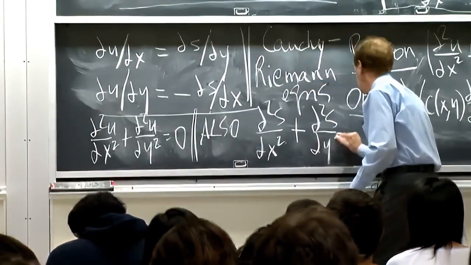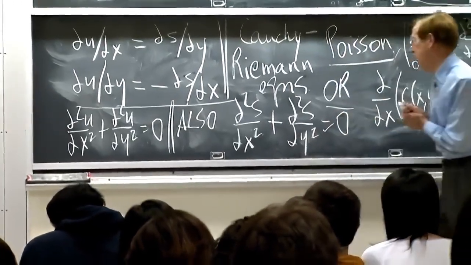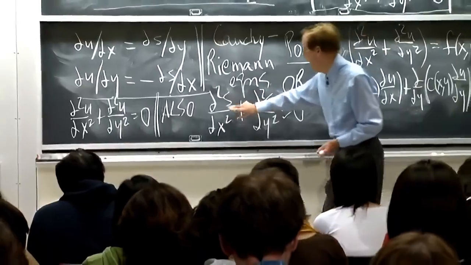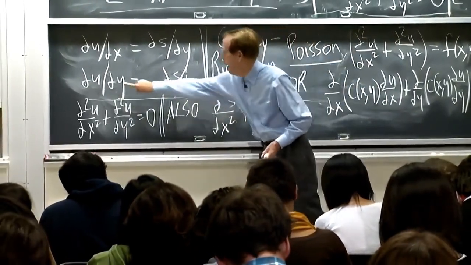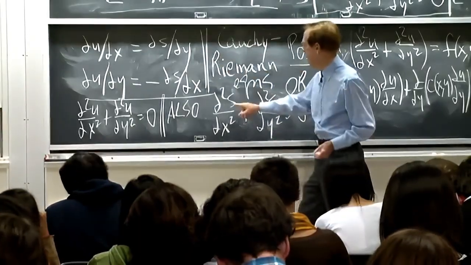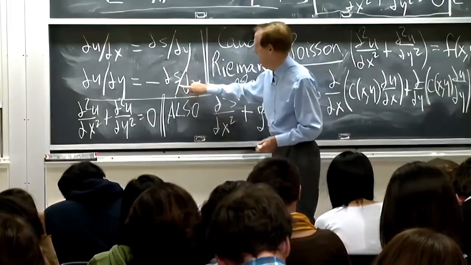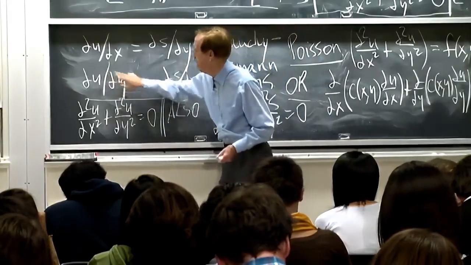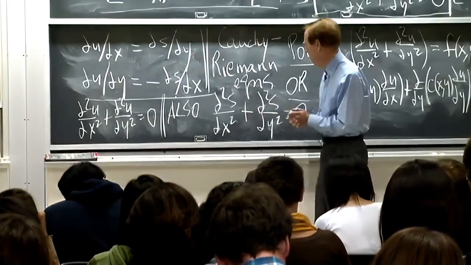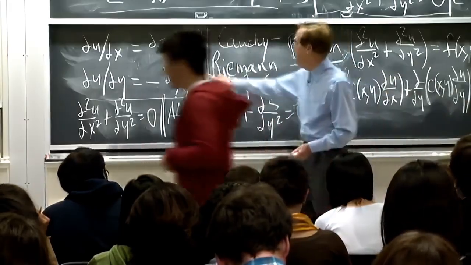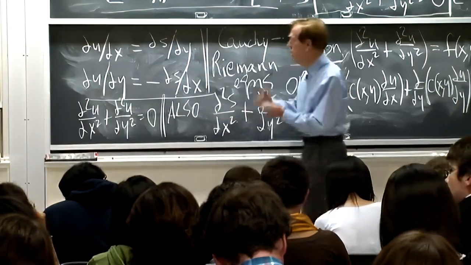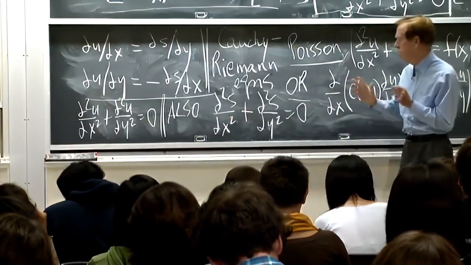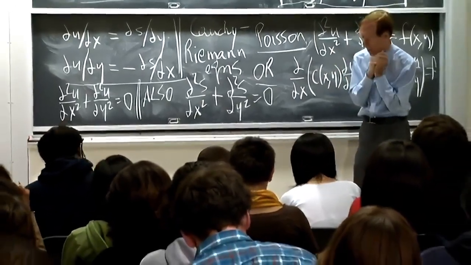I claim that the stream function also solves Laplace's equation, because we want the x derivative of ds dx. So ds dx is minus this. Do you see what's happening? When I take the x derivative of ds dx, I get minus the cross derivative of u. For this one, it's the y derivative of this, which is plus the cross derivative of u. They cancel. So u and s are just together.